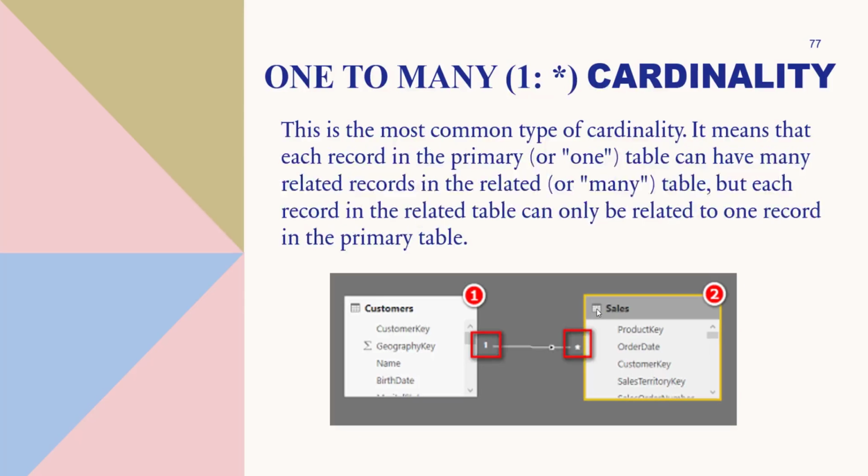Next is the one to many cardinality. This is the most common type of cardinality, which means that each record in the primary table can have many related records in the related table, but each record in the related table can only be related to one record in the primary table. Here you can see the example of one to many.